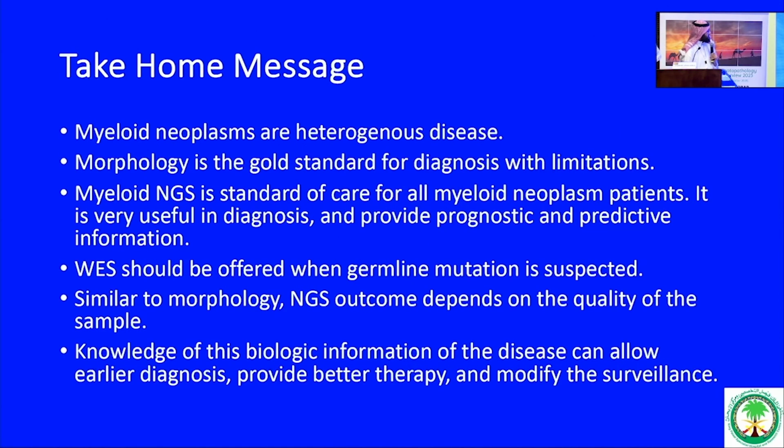In summary, myeloid neoplasms are heterogeneous. We know that. If they are heterogeneous in morphology and clinical prognosis, that means they are also heterogeneous in terms of genetics. Morphology is the gold standard. Myeloid NGS has become a standard of care. So every patient with leukemia that comes to us will receive myeloid NGS, including full DNA and RNA sequencing for mutations and fusions. Whole exome sequencing should be offered for every patient where germline mutation is suspected.